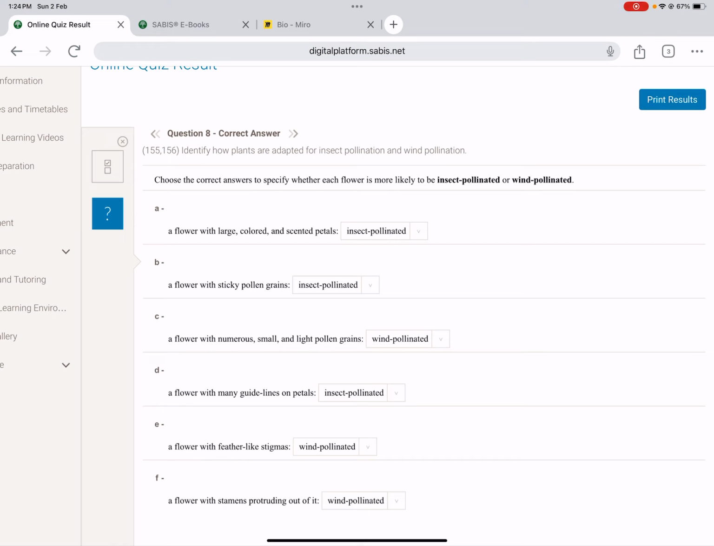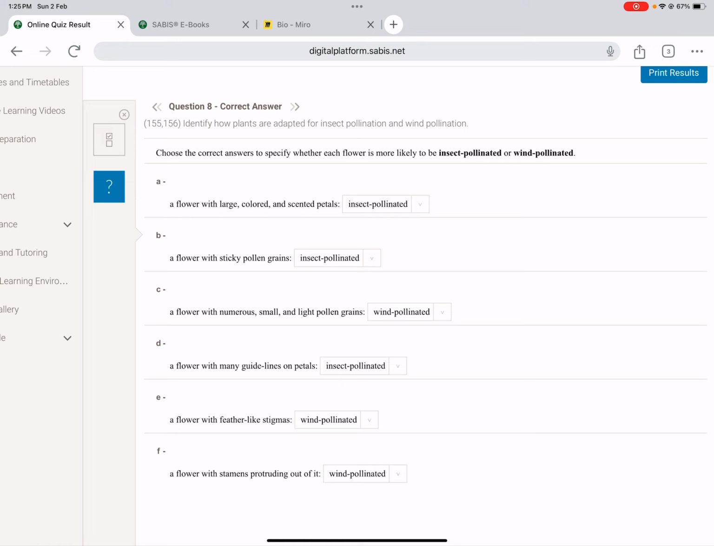If we have large colored petals, of course, the insects will be attracted to it. Sticky pollen grains. Why is it insect pollinated? Because the pollen will stick on the insect, and then the insect is going to travel to another plant and drop that pollen. Now, when it's numerous and small light pollen grains, if they're light, they can be transferred easily by wind. Many guidelines, of course, the insect is going to follow these guidelines to reach the pollen. That's why it's going to be insect pollinated.